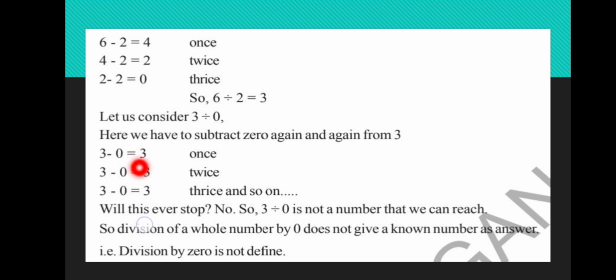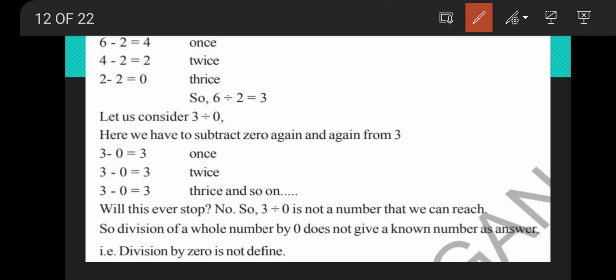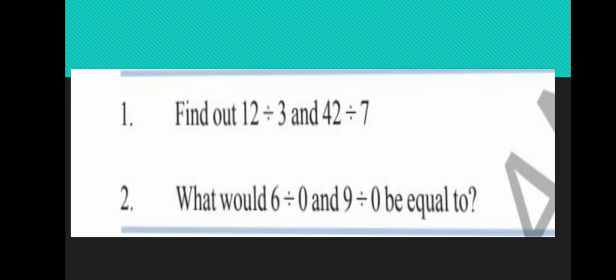3 minus 0 is 3, 3 minus 0 again, because we already know that division is repeated subtraction. So here we followed that, but we get the same answer. Again, however many times we do it, we are getting 3. So that's why we can't divide any number by 0. By this we can clearly say that we can't divide any number by 0. So we will conclude that division by 0 is not defined.